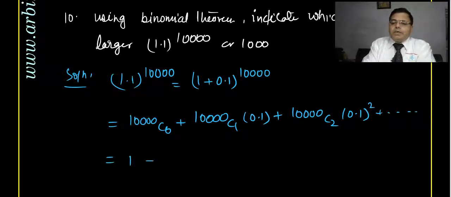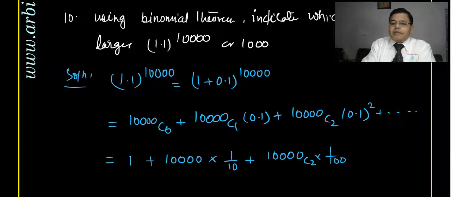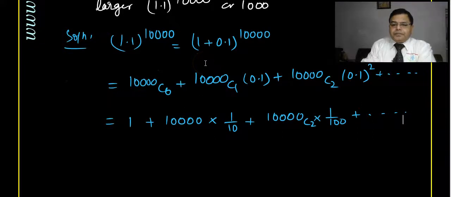So this is 1, NC0 is 1, plus 10,000 C1 is 10,000, right? And this is 0.1 is multiplied by 1 by 2 plus 10,000 C2 into 1 by 100, right? 1 by 10 square is 1 by 100 and like that. So it will come like 0, 0 cancel. So this is 1000 plus 1. This is 1001. 1000 plus 1 is 1001.